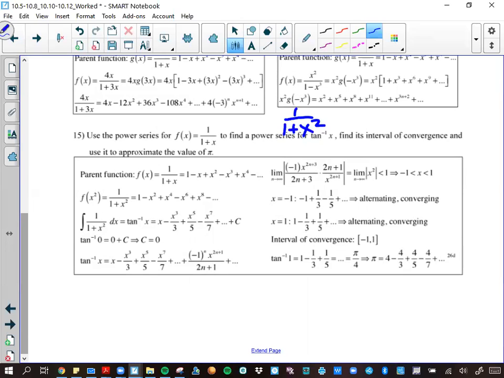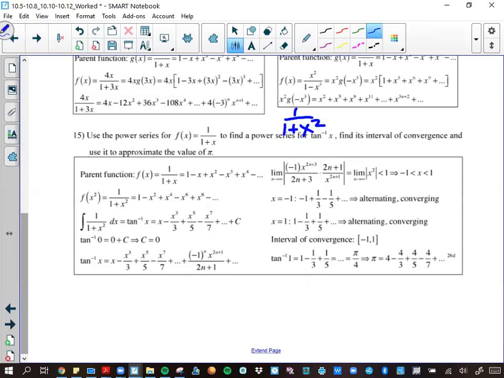Okay? And so that's what happened here, is that we are going to integrate this guy, and we'll end up with this. Okay? We're adding 1 to the exponent and dividing by n plus 1. Cool. So that's that. Now, the next thing is find the interval of convergence.